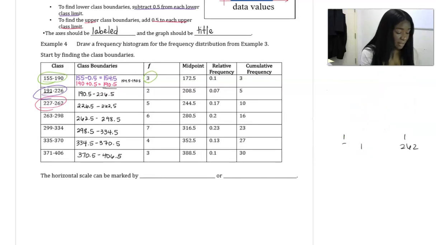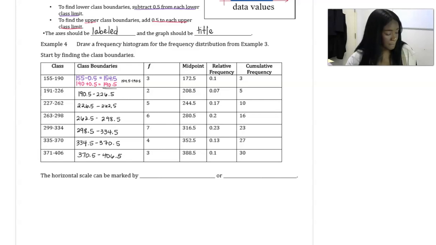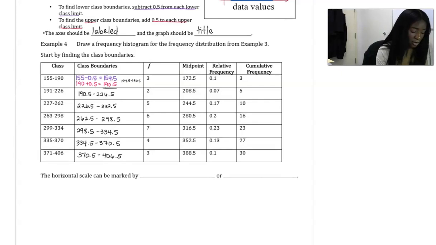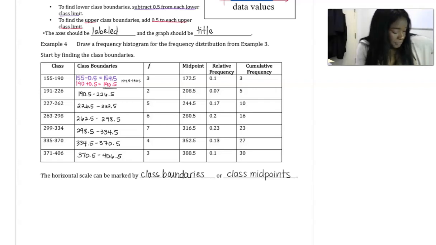So now that we have all the class boundaries, we are ready to start graphing our histogram. When you draw a histogram, your horizontal scale, you can either mark it with class boundaries, which is what we just talked about, using class boundaries, those 0.5 numbers, or you can mark it using class midpoints. And we'll look at an example of marking it with both. It doesn't matter which one you do.